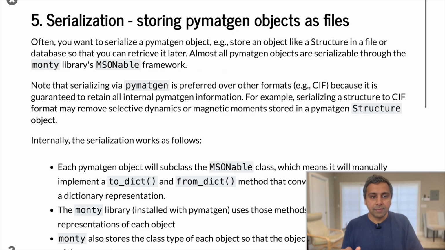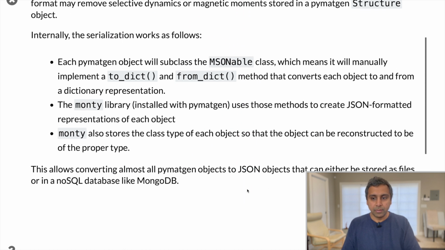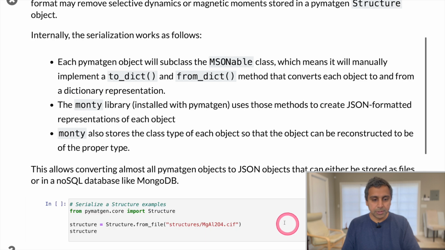All right, so feature 5 is going to be serializing pymatgen objects as files. A lot of times you do an analysis with pymatgen, maybe you've generated a ton of crystal structures, or maybe you have analyzed the band structure and you want to save it for later. All of this can be serialized in pymatgen through what's called the MSONable framework in Monty, which is installed by default in pymatgen. So we're going to skip over the details of the internals about how this works and just demo how the serialization works in pymatgen.